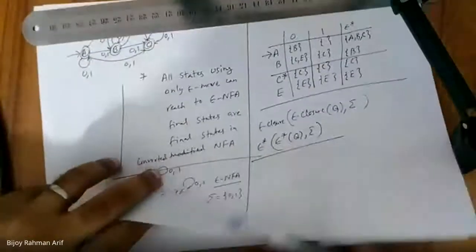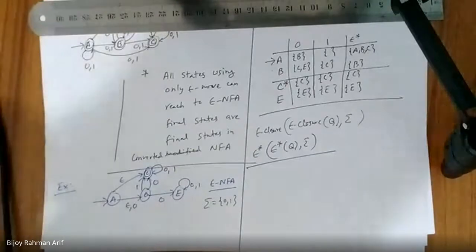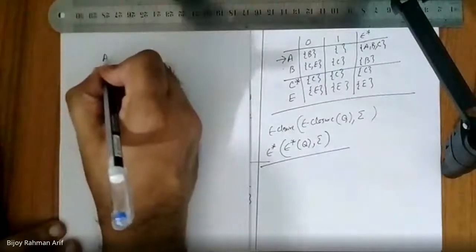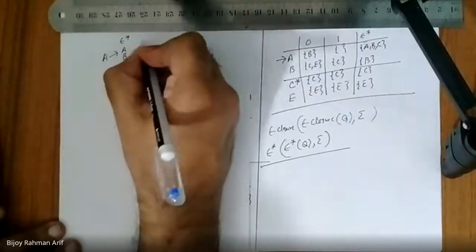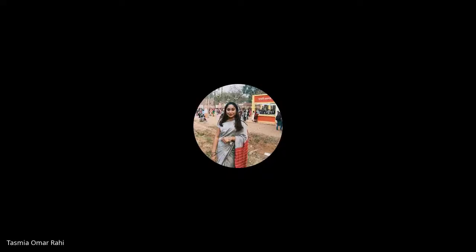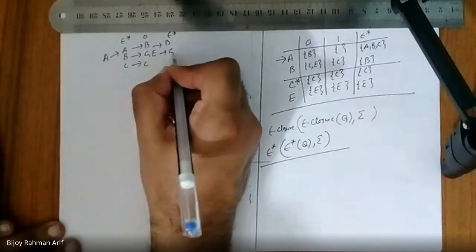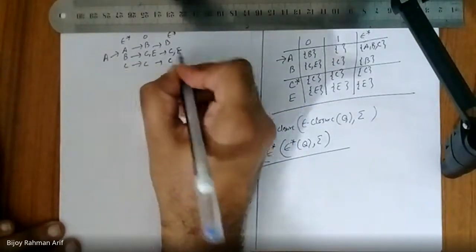Let's take another page. So A's epsilon closure is what? A's epsilon closure is ABC. On 0, A goes to B, B goes to C and E, C goes to C. Now again epsilon closure: B's closure is B, C's is C, E's is E, and C's is C. So what would be the move? B, C.